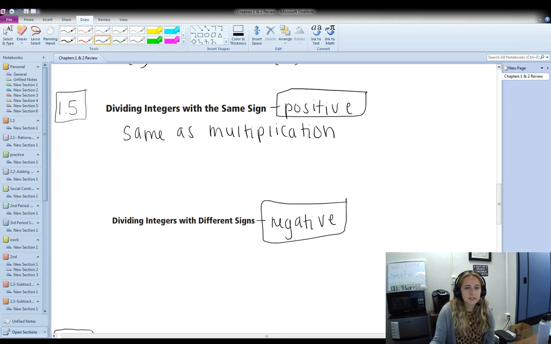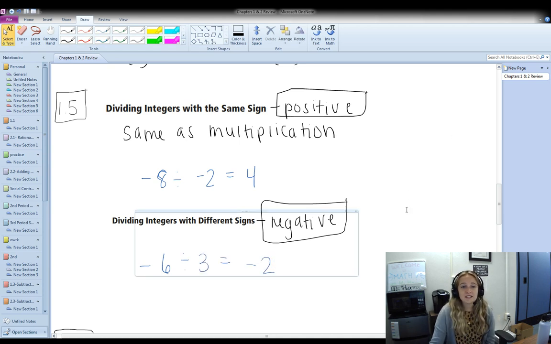So you can see here, if you had negative 8 divided by negative 2, your answer is going to be a positive 4. Okay. If you have negative 6 divided by 3, your answer is going to be negative 2. It's going to be negative. All right. So same rules as multiplication, pretty straightforward.